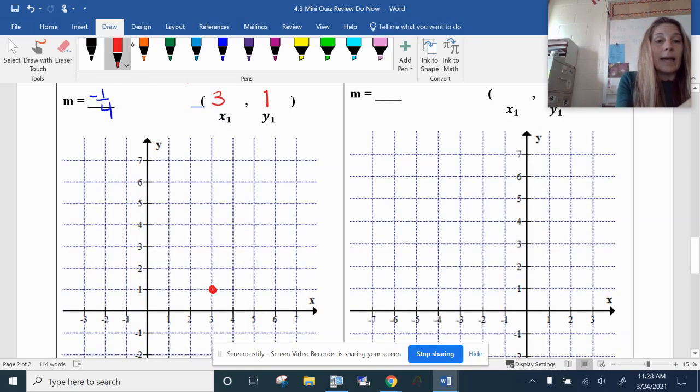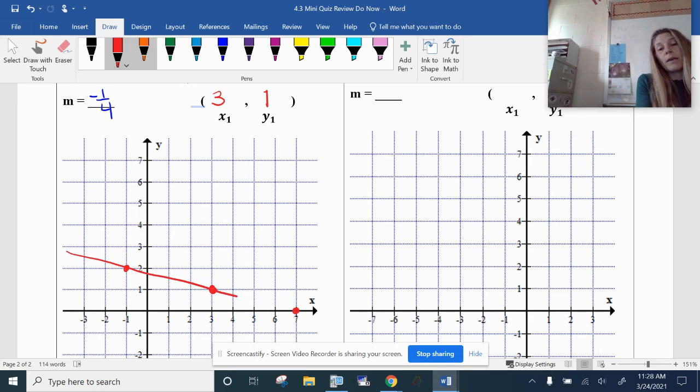And then I'm going to go down 1 over 4. 1, 2, 3, 4. Or you could go up 1 and 4 to the left. And then that's how you would graph that line.